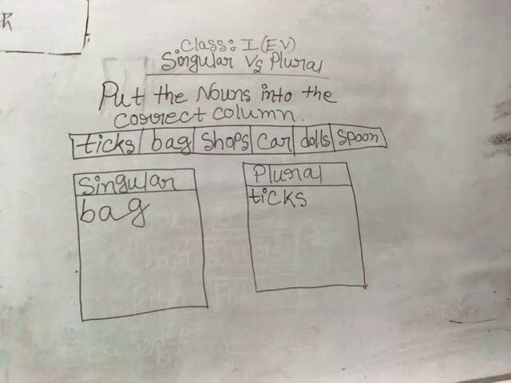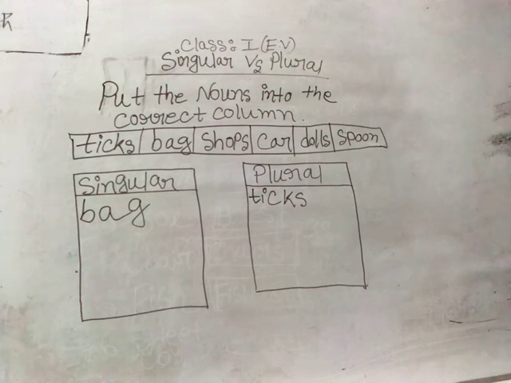After it, we should move on to shops, S-H-O-P-S, shops. Remember the spelling first. S-H-O-P, shop. When we added S, then it became S-H-O-P-S, shops. Could we find an extra S just after the word? Then what should it be in? It should be in the plural column. That means into the plural column we should mention shops.